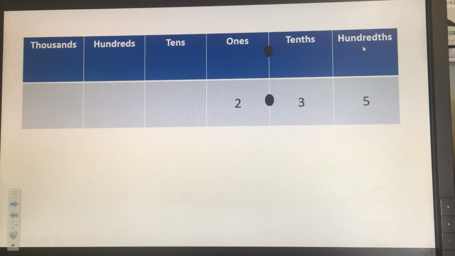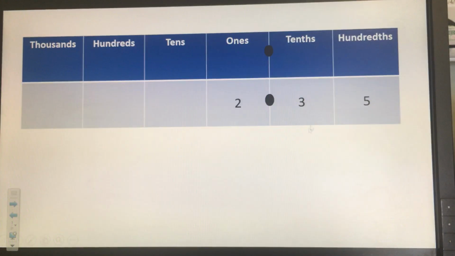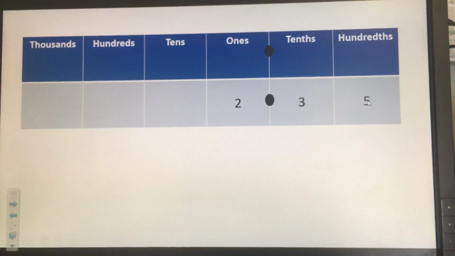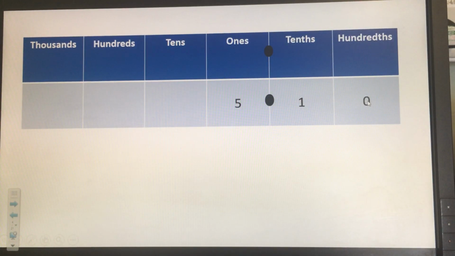So here I've got 2.35. I've got 2 ones, 3 tenths and 5 hundredths. In 5.10 I have got 5 ones, 1 tenth and 0 hundredths. You could just say 5.1. In this number 65.21 I have 6 tens, 5 ones, 2 tenths and 1 hundredth.